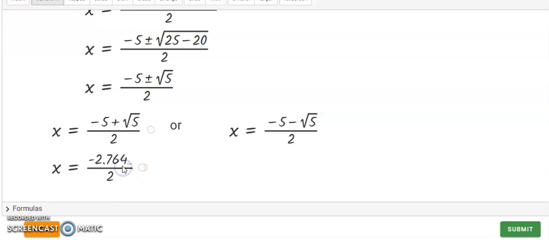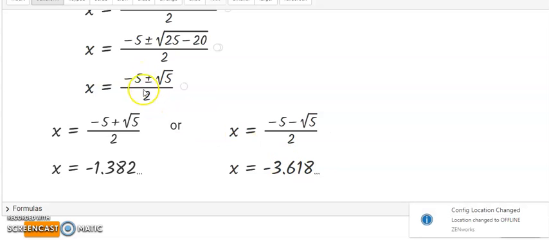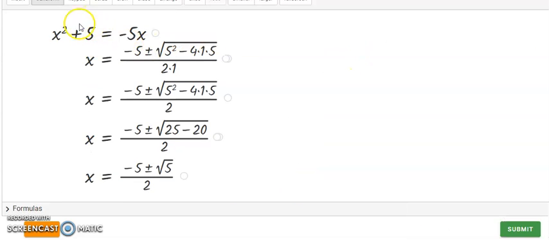So this parabola is going to cross the x-axis at about 1.38. And in the other solution, it crosses the x-axis at about negative 3.618. And again, the h value, the vertex, would be at negative 5 halves or negative 2.5, which should be exactly between these two. So if you took these two answers and added them together and divided by 2, you should get negative 2.5, which is the h value. And then the y-intercept is 0.5.